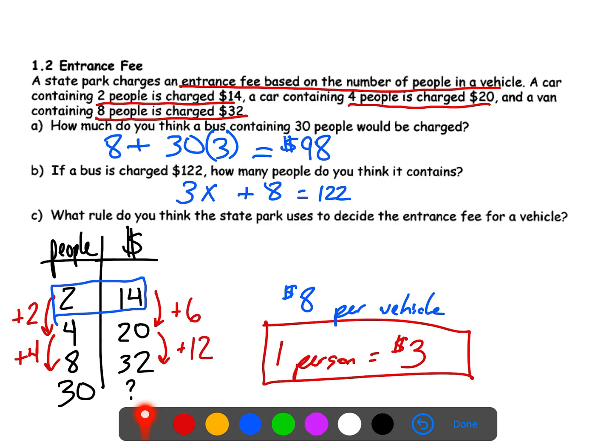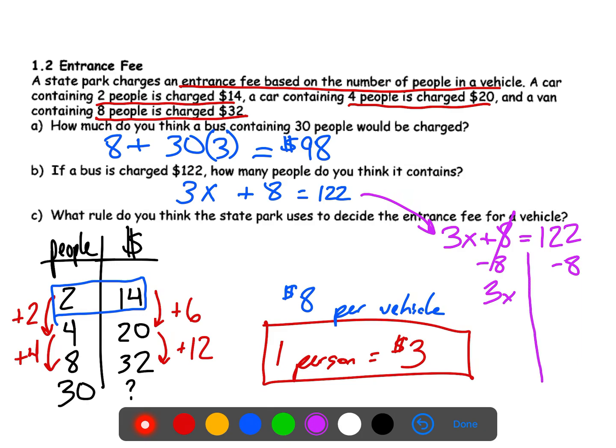I'm kind of out of room here. Let's see, I could write over here. So I'm going to transfer this down here. Remember when we solve equations, we do the inverse and we balance it. So the inverse of adding 8 is subtracting 8. Let's take away the cost of that vehicle fee. All right, those will cancel out. And now I'm left with 3x. Let me split the sides of my equation here.